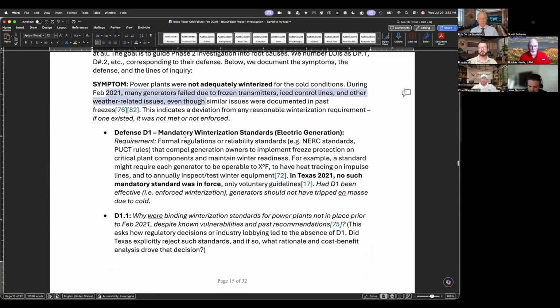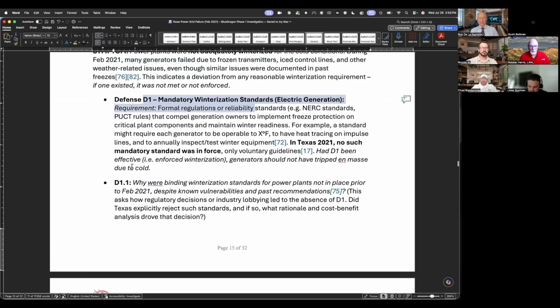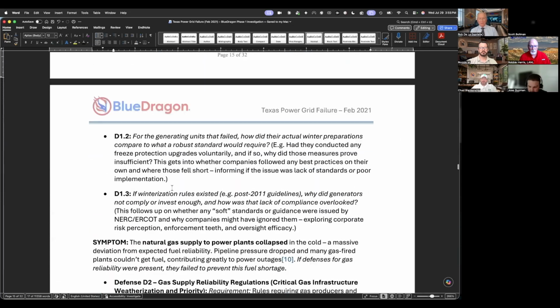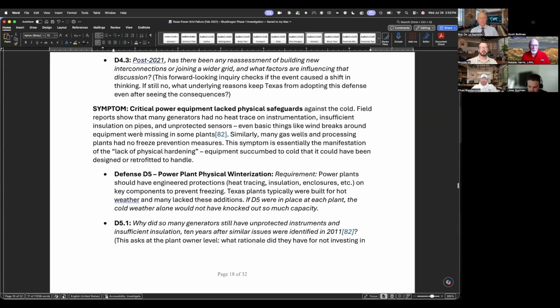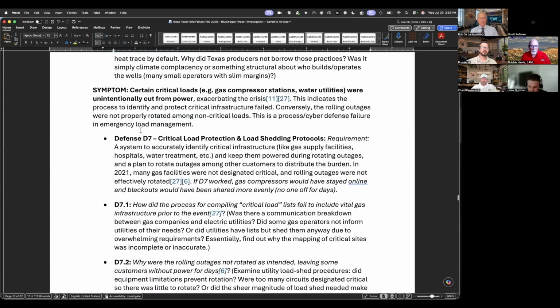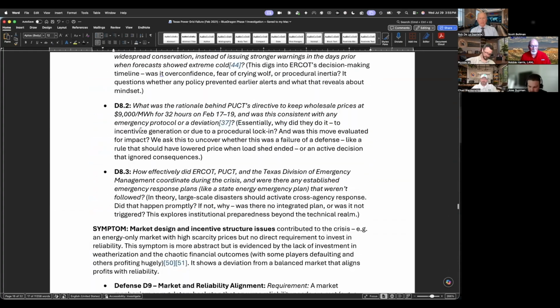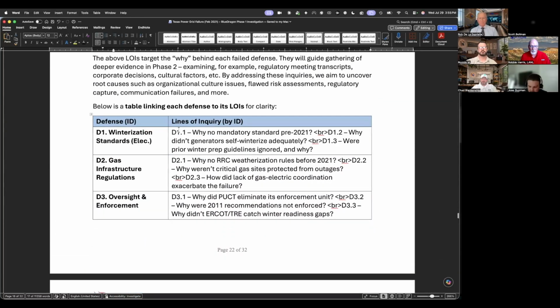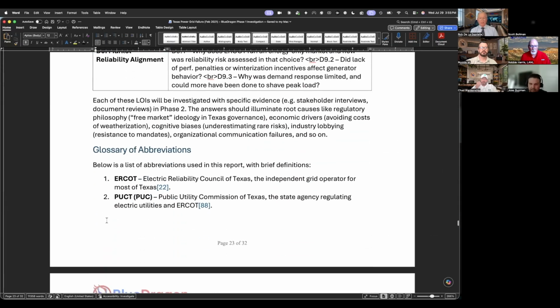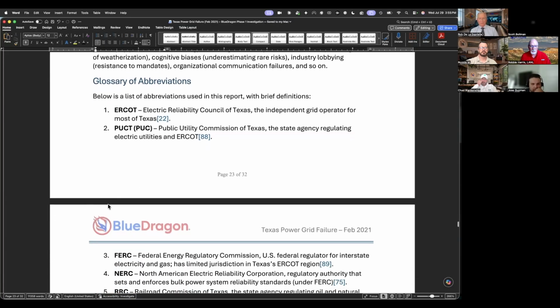Here's the symptom, here's the defense, and here are the questions. D1.1, D1.2, D1.3, right? So this helped us get a big jump on how we would analyze all this. So the more information, obviously, the better. Okay. And here is a defense to the LOI. So this is just a nice way. And it did that by itself. I don't think that we asked for it.